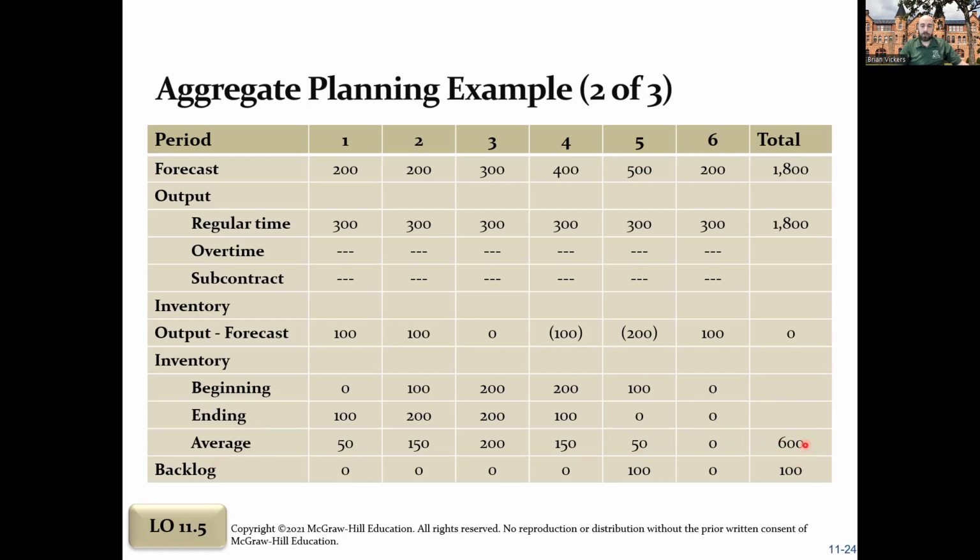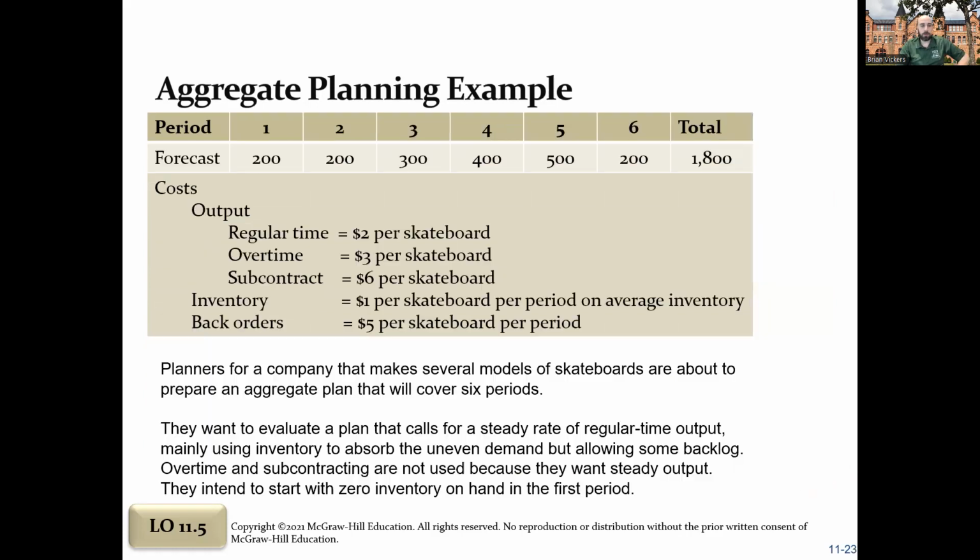So we care about the total for average inventory and we care about the total for backlog because those two things have a cost associated with them. Now let's look at our costs. I'm going to go back a slide.